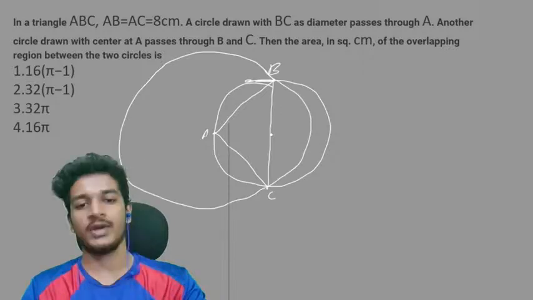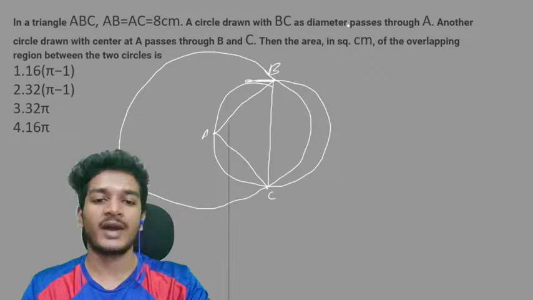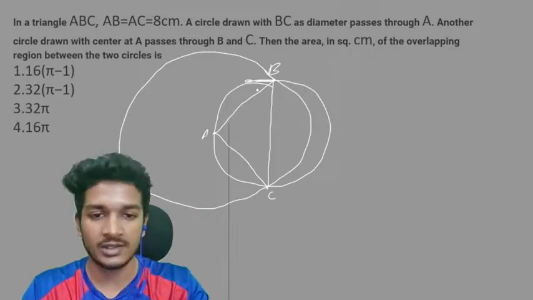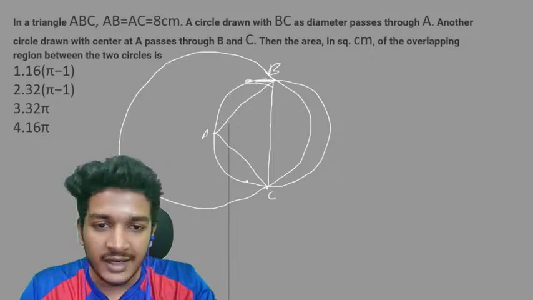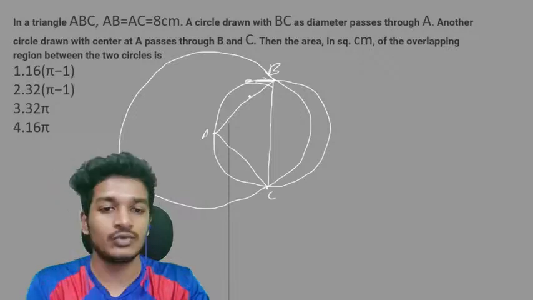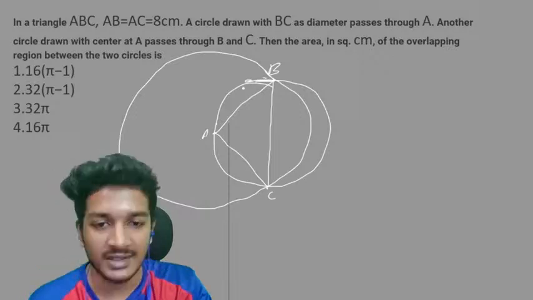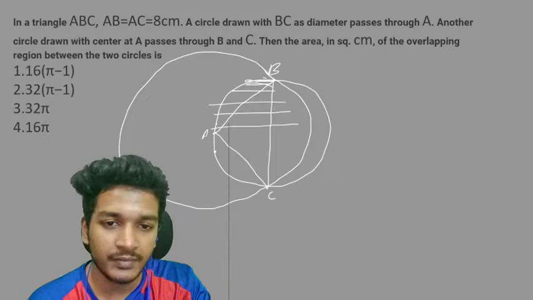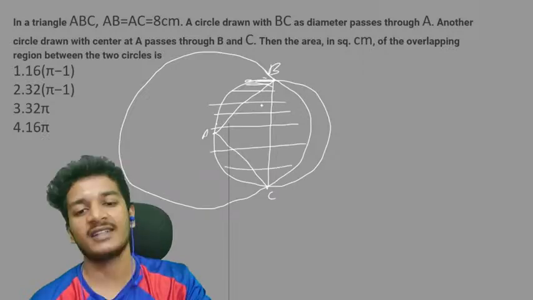Okay, and what do I have to find out? I have to find out the area in centimeter square of the overlapping region between these two circles. One is this circle, right? And the other is this circle. What is the area that is common in these two? This area, which area is this? It is this area, right? This is the area that I have to find out.